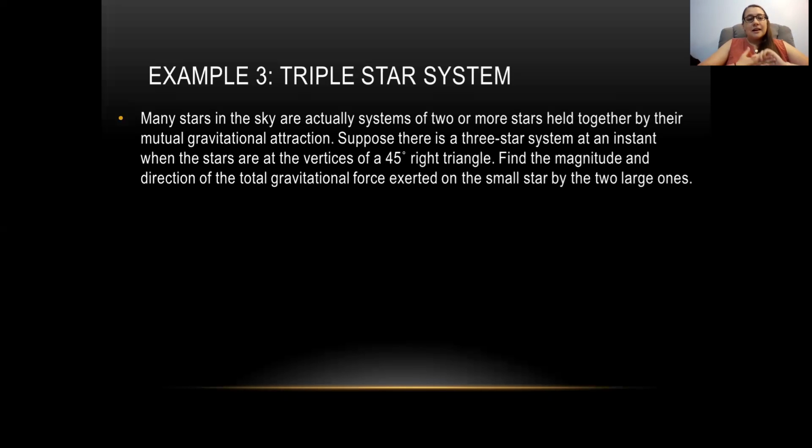weirdly. So many of the stars that you see in the sky are actually systems of two or more stars that are held together by their mutual gravitational attraction. So when you look up at the sky, a lot of the stars that you see are probably binary stars. They probably have something orbiting around them.